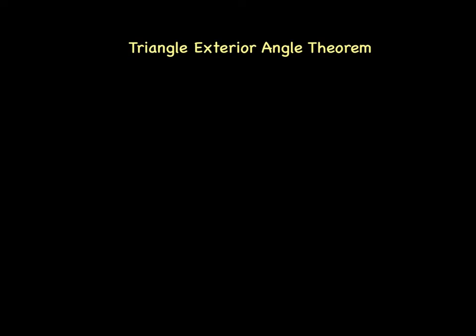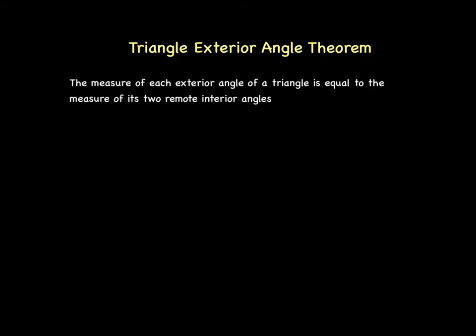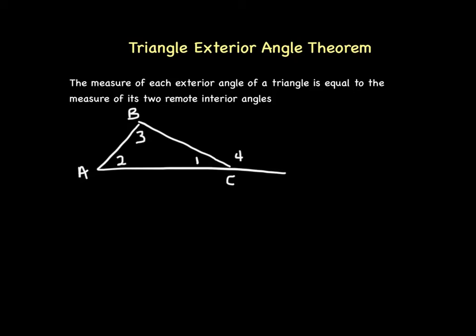The triangle exterior angle theorem states the following. The measure of each exterior angle of a triangle is equal to the measure of its two remote interior angles. So first we have to look at a diagram to see what that means to us. If I have a triangle, and we hopefully agree that that's a triangle, and I'll call it ABC, there is an exterior angle. So I'm going to give them some numbers: 1, 2, 3, and I'll call this one out here 4. Angle 4 is an exterior angle.